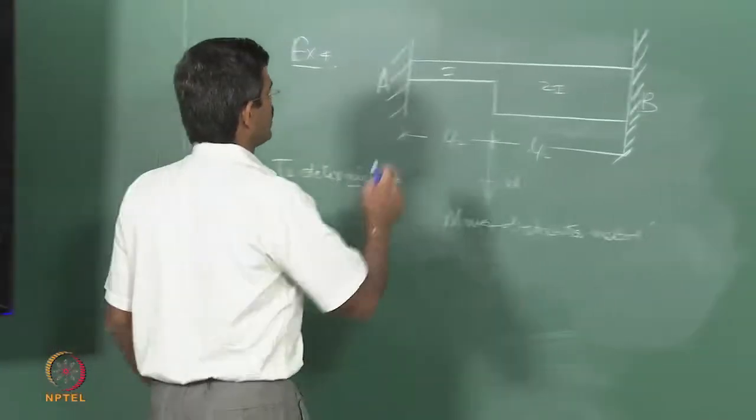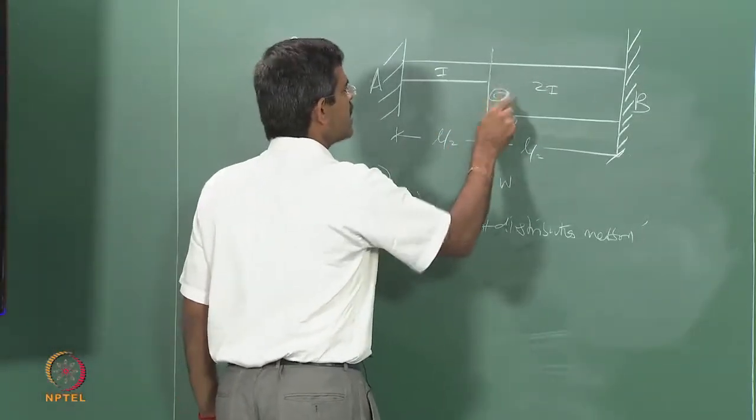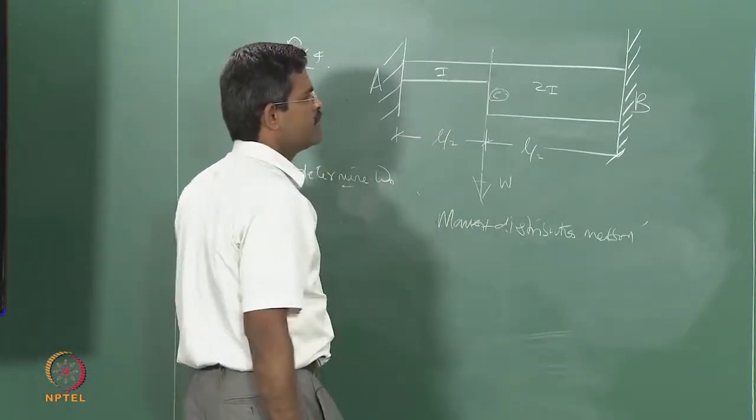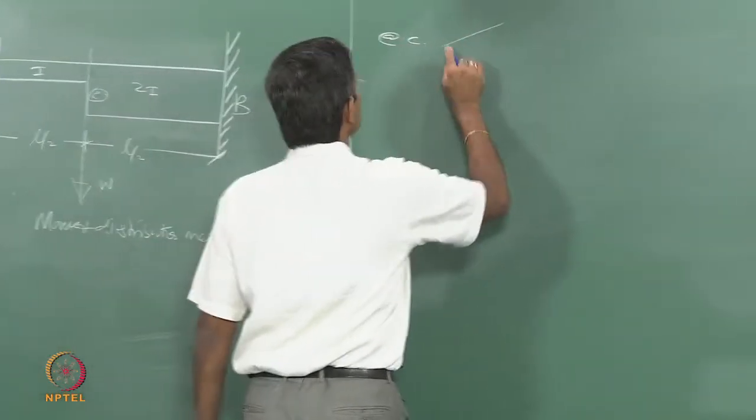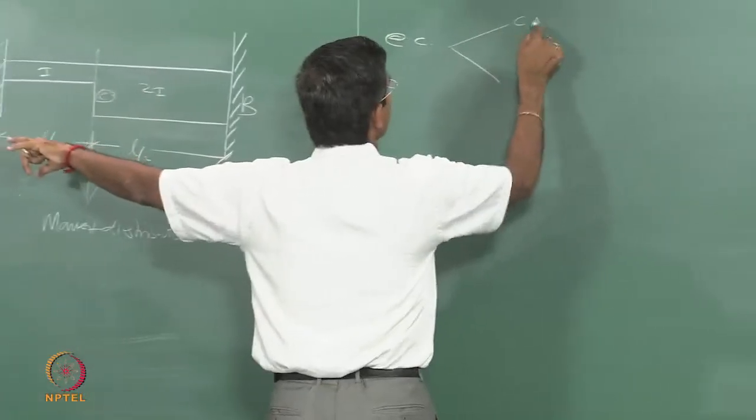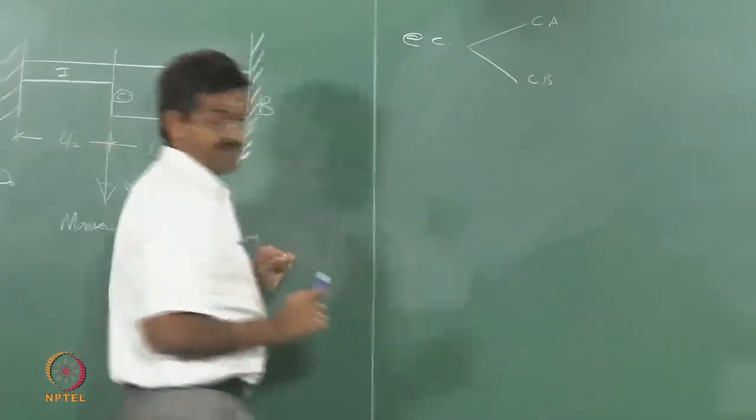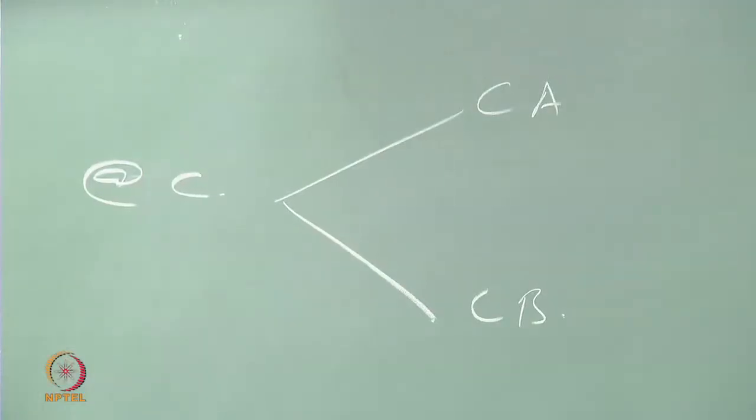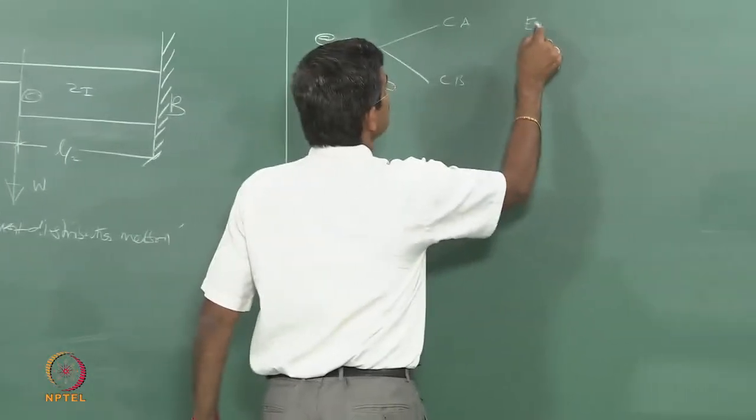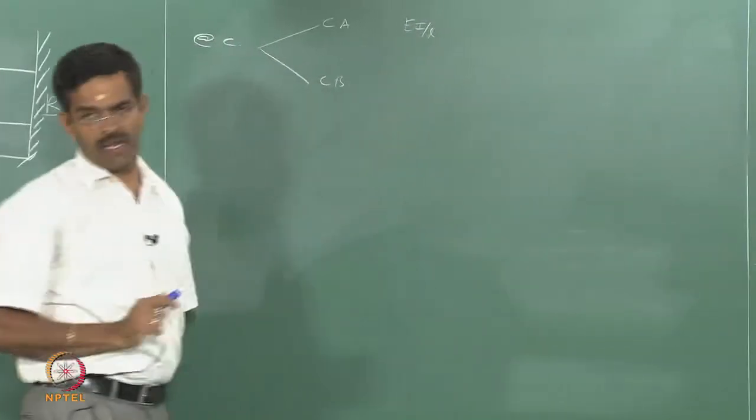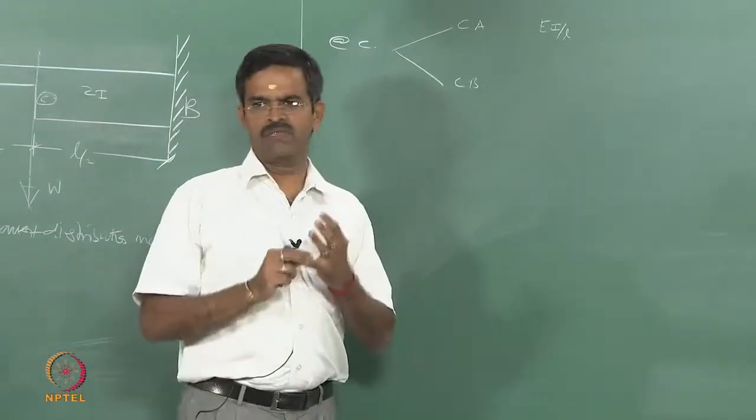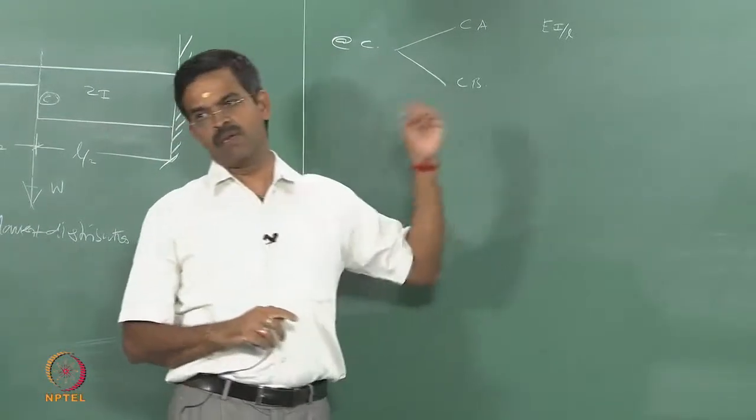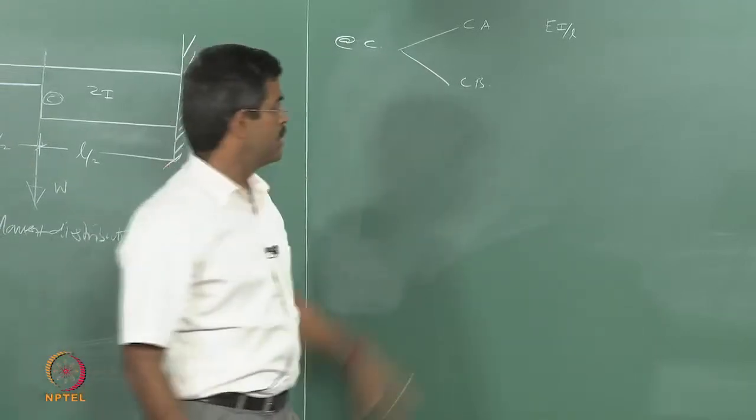So, I will call this joint C, let us say not a joint but a junction, intersection C. At C I have got two members, CA and CB. Let me find out the stiffness. Bending stiffness is EI by L, that is a general formula. There are varieties of stiffness: axial stiffness AE by L, bending stiffness EI by L, torsional stiffness, there are many.